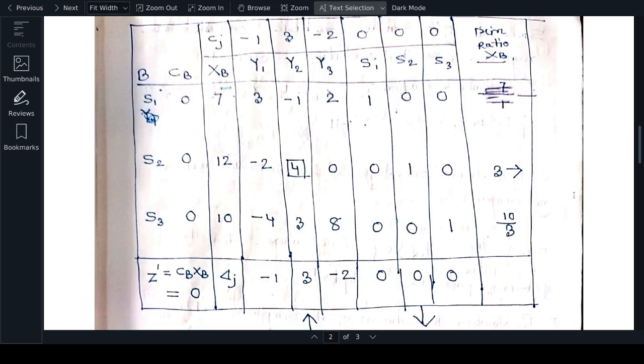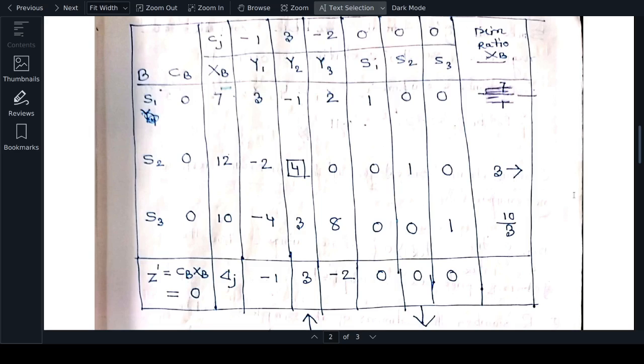Next you make the table. So how to make the table? First you write, here you see we need 6 variables, and one column will be xb and here b, cb. So first one is cj. Cj means the coefficient of the objective function. So the coefficient of the objective function is what?